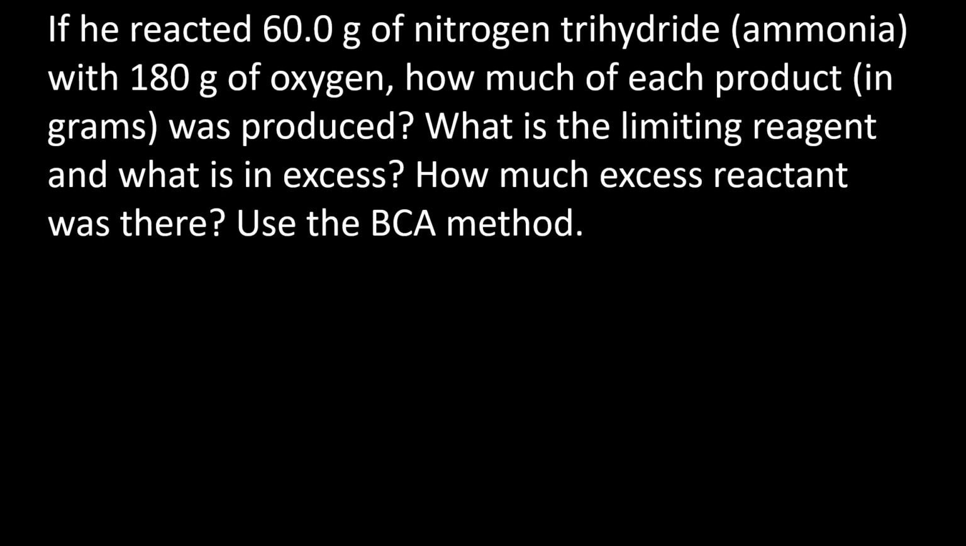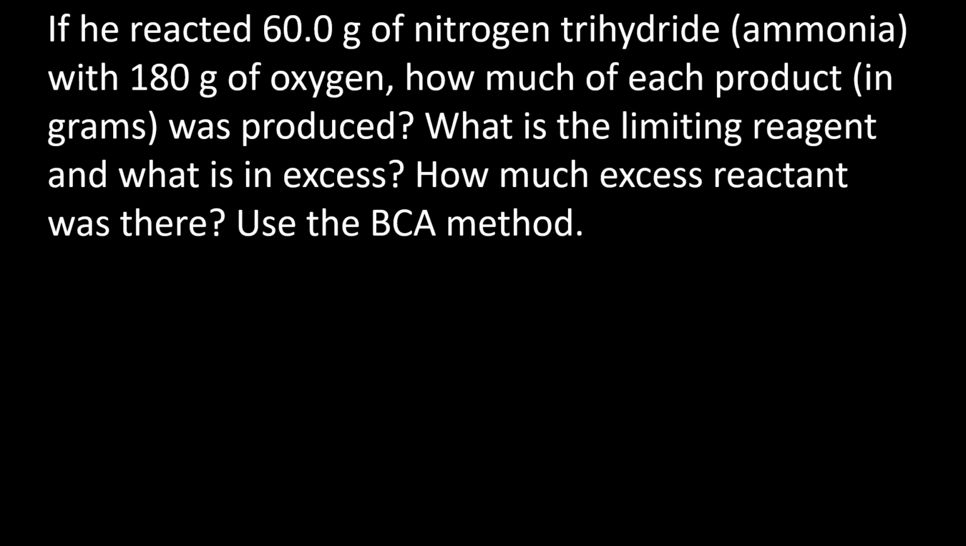The second part of the question is where we get into the stoichiometry. It says, if he reacted 60 grams of nitrogen trihydride, ammonia, with 180 grams of oxygen, how much of each product in grams was produced? What is the limiting reagent and what is in excess? And how much excess reactant was there? And it also instructs you to use the BCA method.